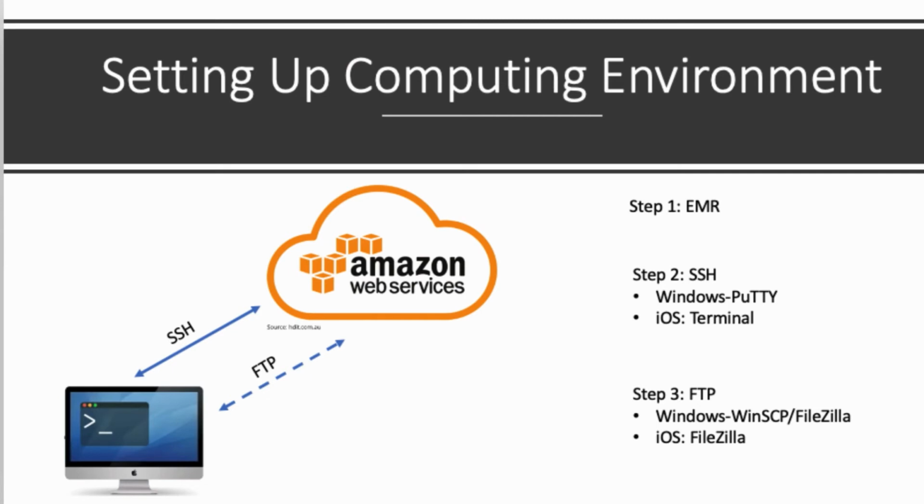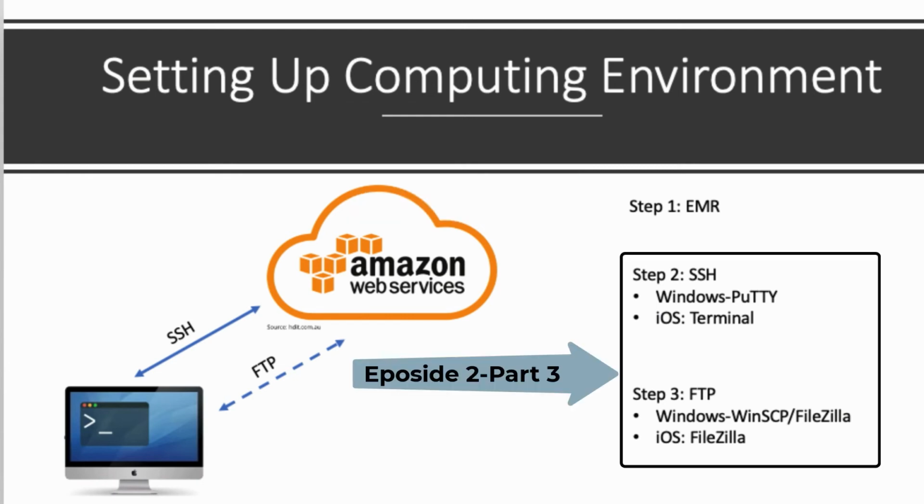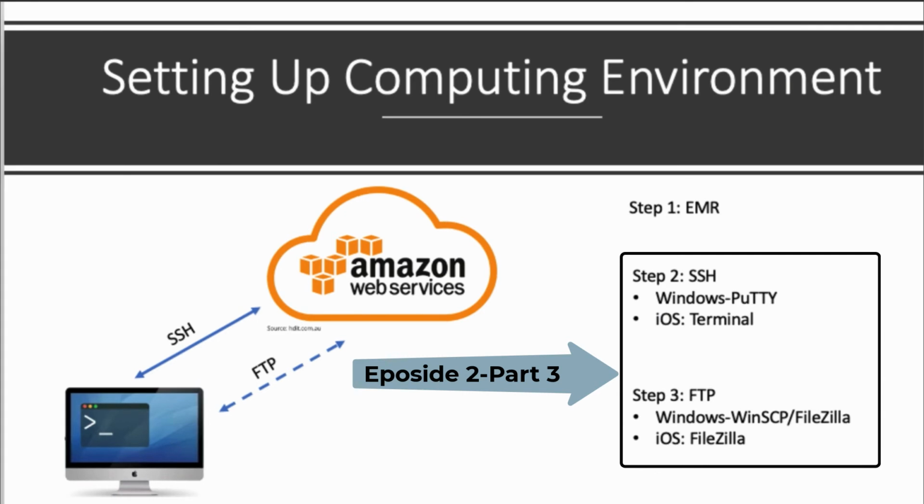So the process has 3 steps, and we cover these steps in the next 2 video tutorials. The next episode is episode 2, part 2, where we learn how to set up the EMR. In episode 2, part 3, we learn how to set up SSH and FTP for Windows users. We also have a similar episode for Mac users.